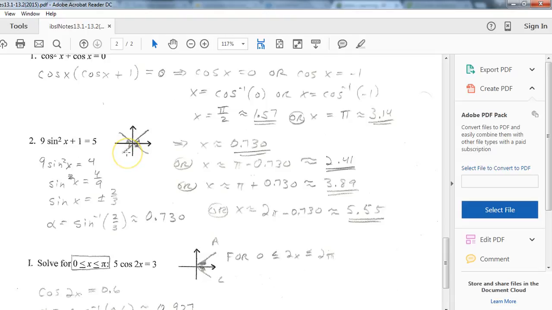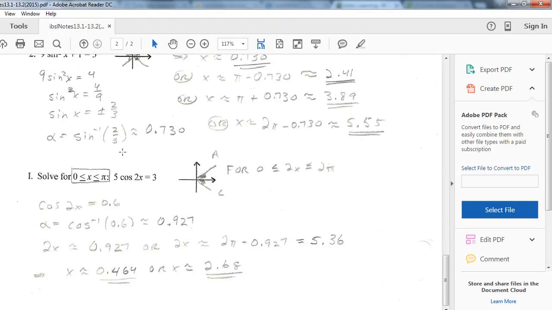But because of the negative 2/3, I also had to travel downward to get this answer and downward to get this answer. And those are my other 2 solutions. And those are the 2 that you see listed as the second 2 solutions. All right, last one on this.